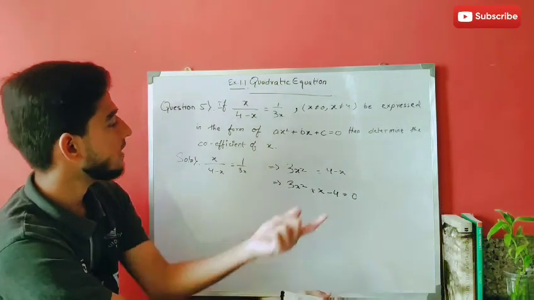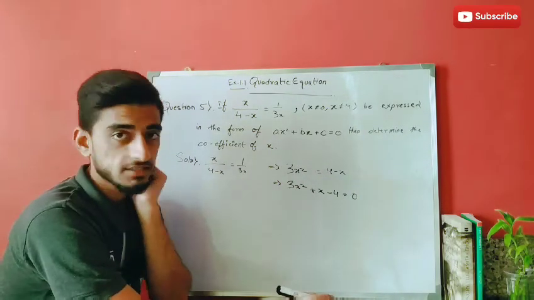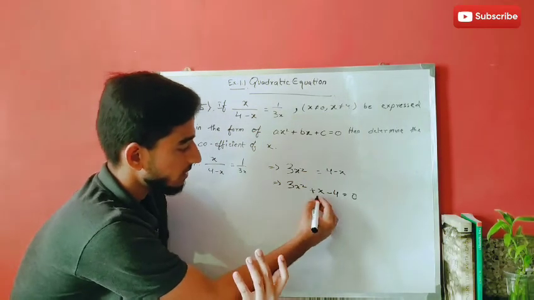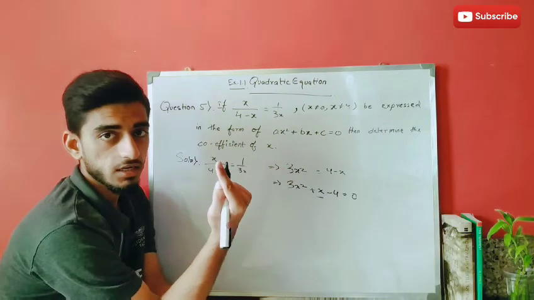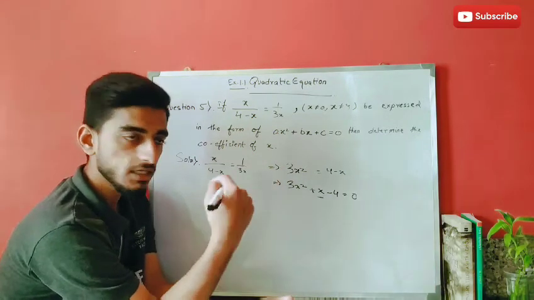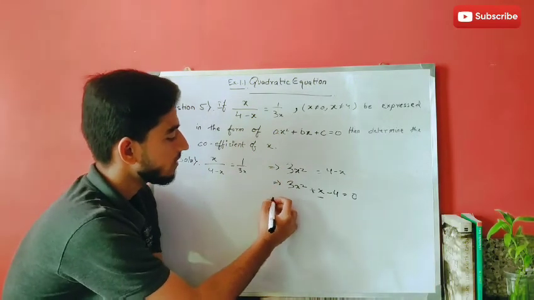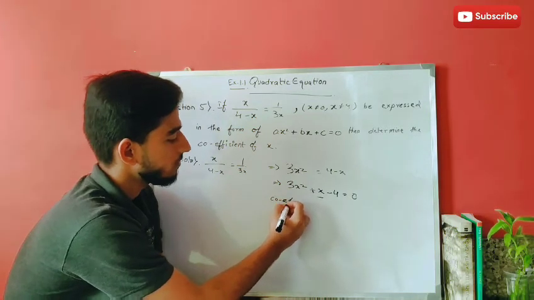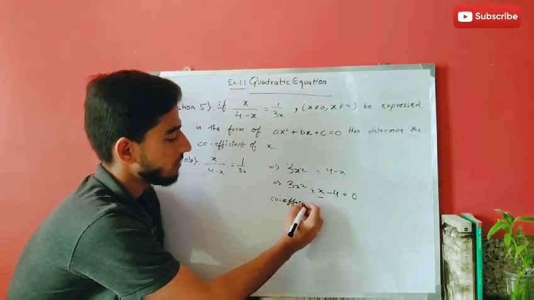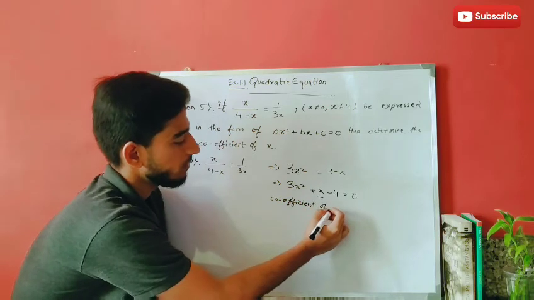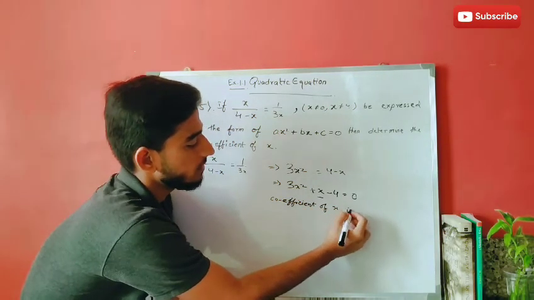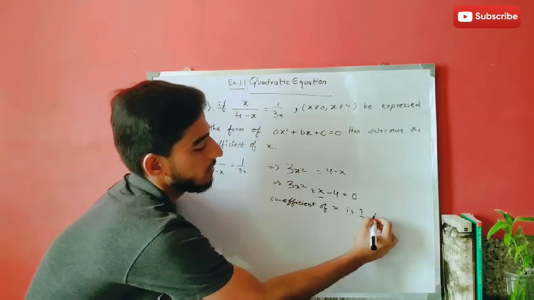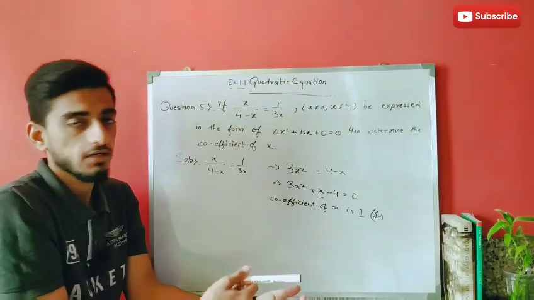Now we have to determine the coefficient of x. So for the coefficient of x, see what will be the coefficient of x. The coefficient of x is 1; no number is multiplied means 1 is multiplied. So we can write that the coefficient of x is 1. This is our answer.